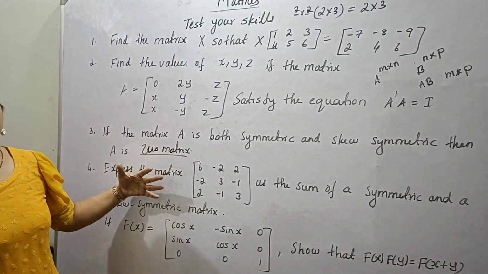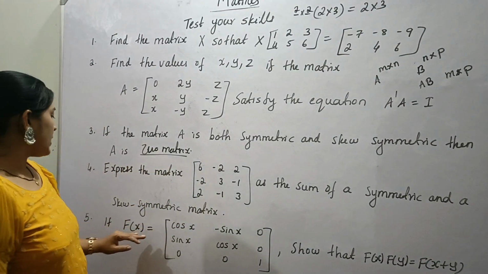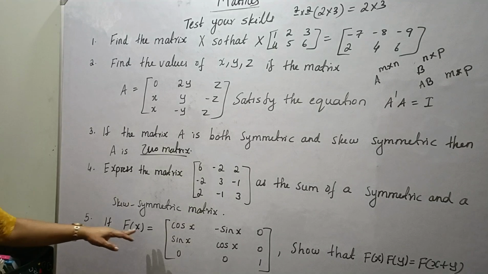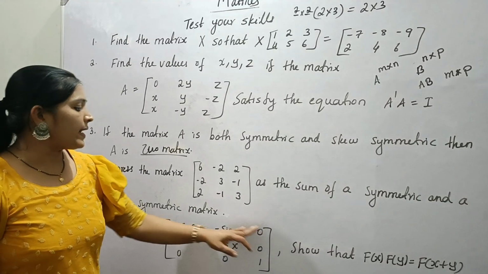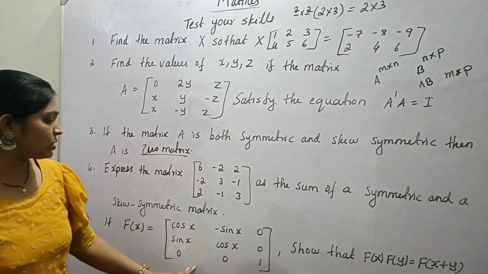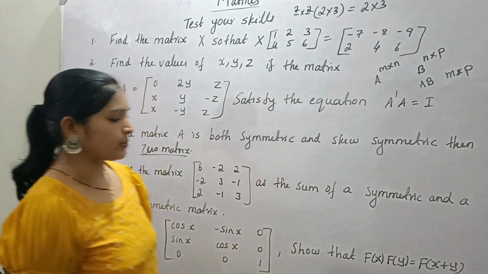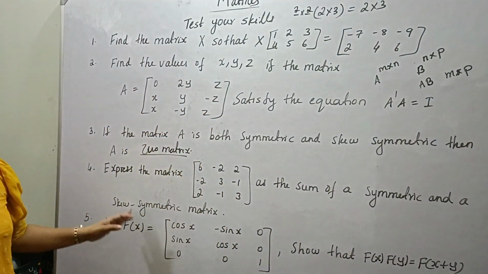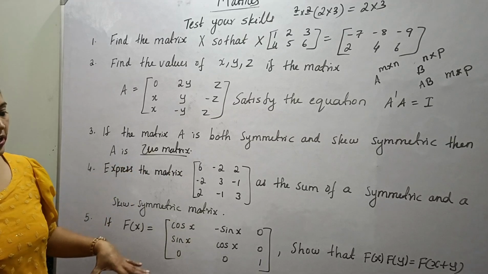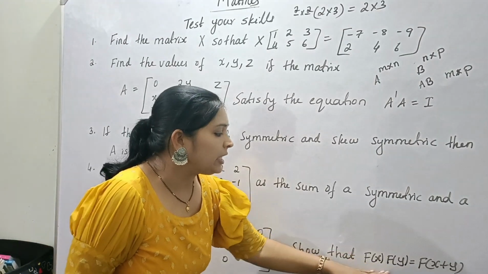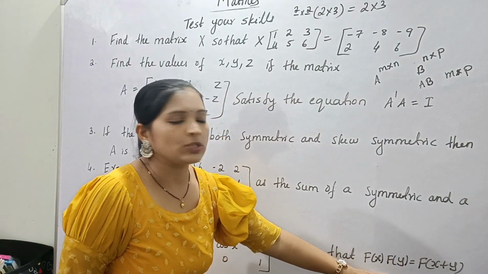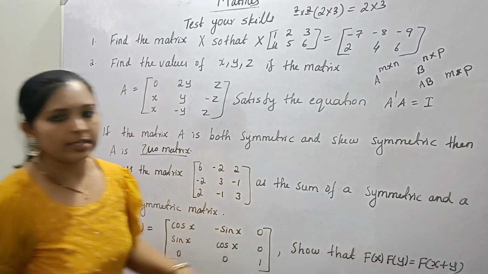We have done 2-3 problems in similar problems. Okay, fifth one: if f of x is equal to [cos x, -sin x, 0; sin x, cos x, 0; 0, 0, 1], show that f of x times f of y is equal to f of x plus y. So first you will find f of y, then find f of x plus y. After that, multiply f of x into f of y, you will get the same thing, f of x plus y.